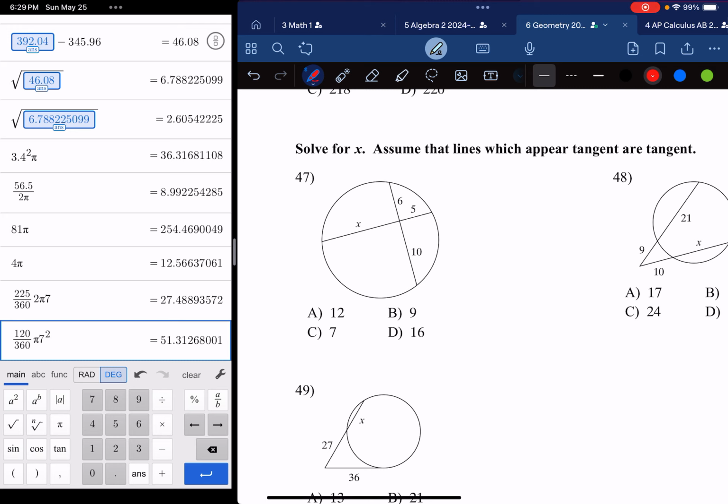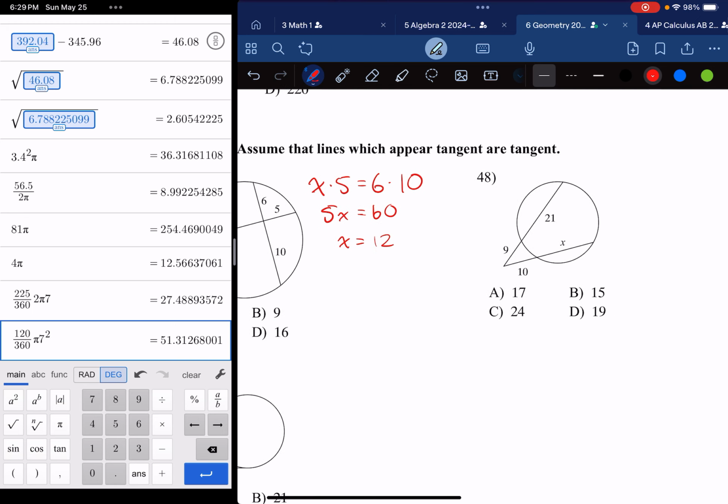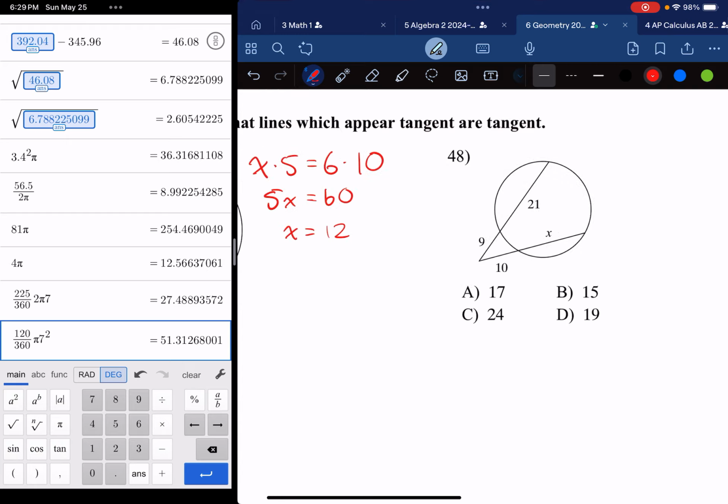Number 47. With these, just know that this length times this length is the same as this length times this length. So I can say that x times 5 is the same thing as 6 times 10. That means 5x is equal to 60. Divide both sides by 5, x is equal to 12. Done and done.